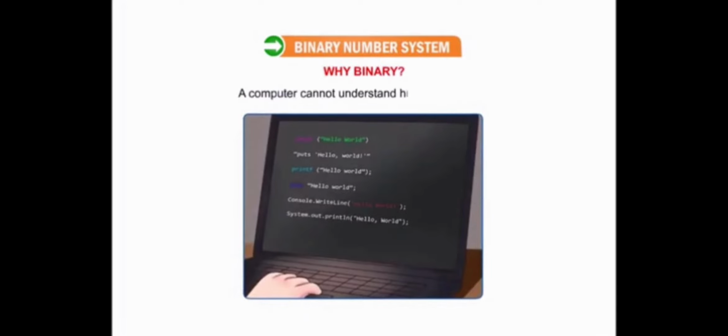Students, do you know who he is? He is Gottfried Leibniz. A German mathematician, he is credited with the invention of the modern binary number system. Now students, why should we use binary? A computer cannot understand human language. The data which is entered into a computer is converted into binary form because the computer understands only binary code. It further converts the binary results into their decimal equivalents for output.